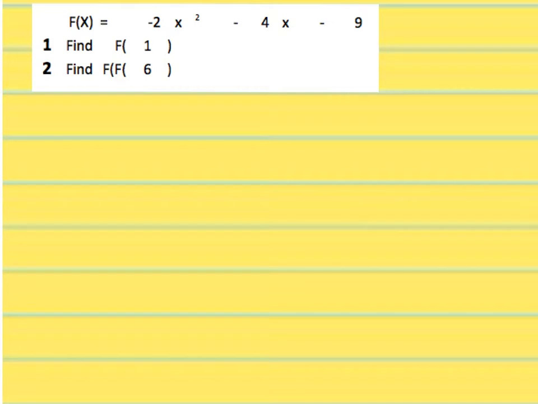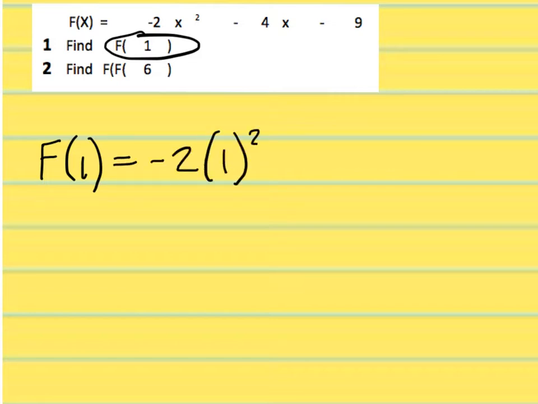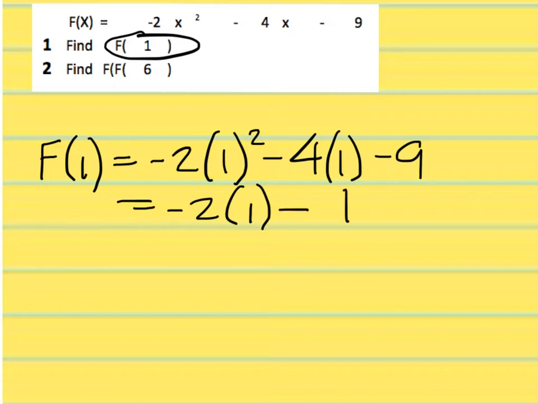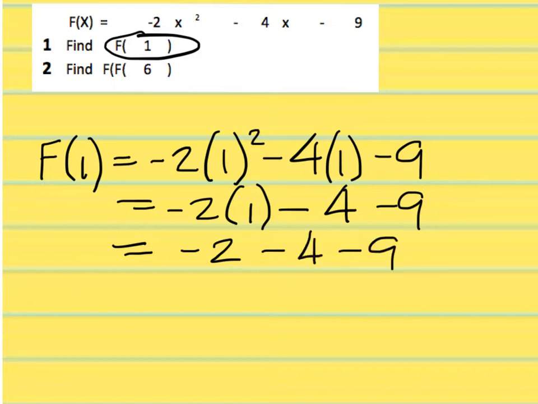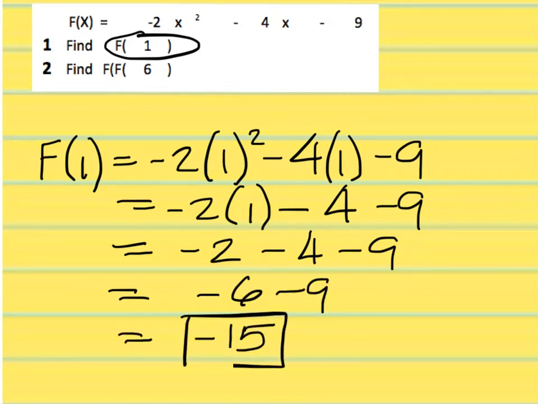The function is f of x equals negative 2x squared minus 4x minus 9. The first thing you have to do is find this for problem number 1, f of 1. So you're going to put a 1 in everywhere you see an x in the function. And then evaluate. 1 squared is 1. 4 times 1 is 4. Negative 2 times 1 is negative 2. Negative 2 minus 4 is negative 6. Negative 6 minus 9 is negative 15. That is f of 1.